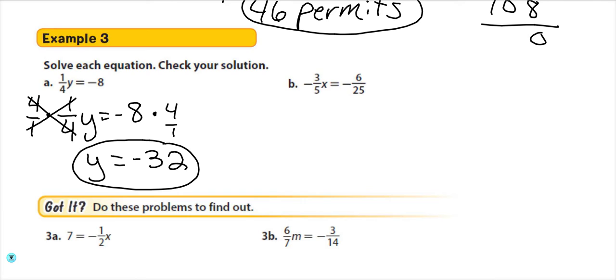Okay, now it says to check your solution, but you can just start spot checking now because you should be good enough at it. And we know that -32 divided by 4 makes -8. Okay, that's no big deal. All right, let's take a look at letter B.